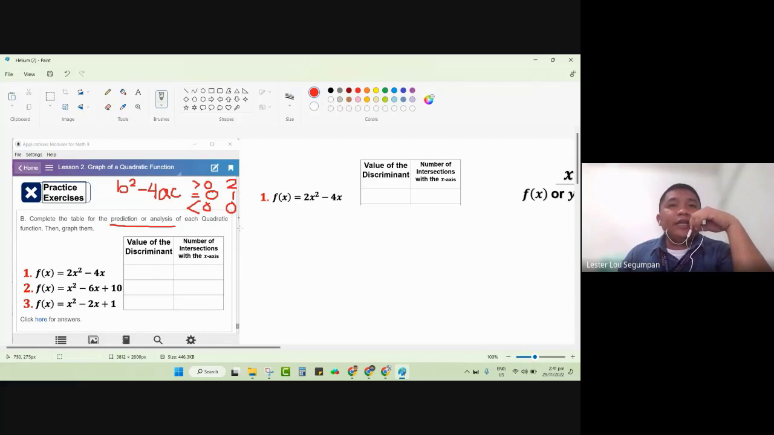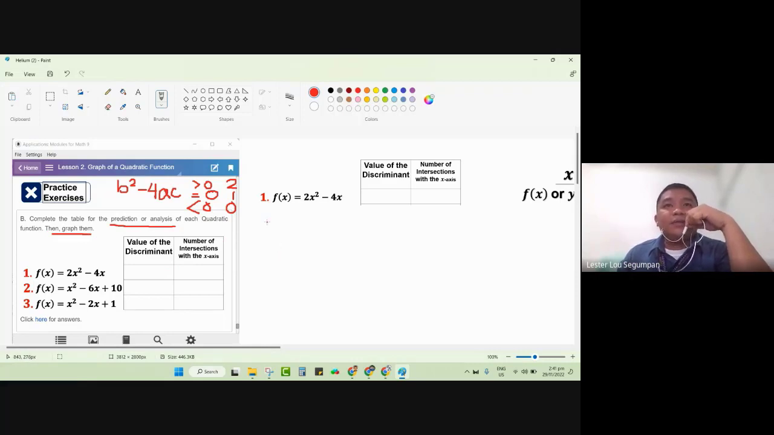These concerns could also tell us the number of intersections with the x-axis. The number of intersections with the x-axis corresponds to the number of solutions for each of the following quadratic functions. In short, if the value of the discriminant is greater than 0, we have two intersections with the x-axis. If the value of the discriminant is equal to 0, we only have one intersection with the x-axis. And finally, if the value of the discriminant is less than 0, we don't have any intersection between the parabolic graph and the x-axis. Of course, that's our first task here, and then later on we are to graph them to verify whether our answers are correct or not.